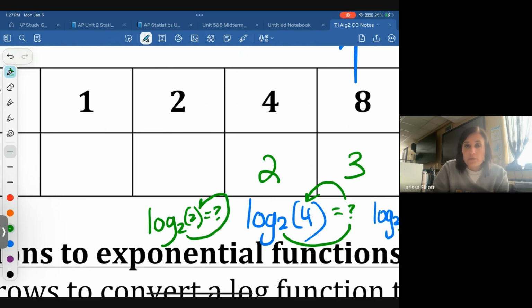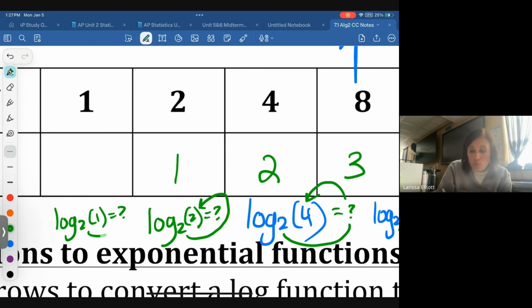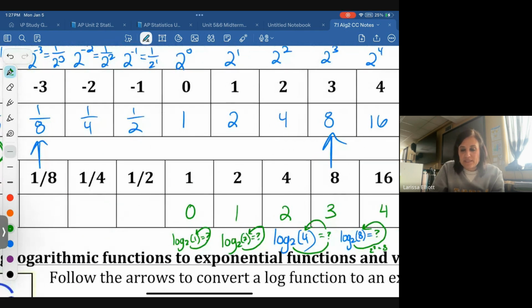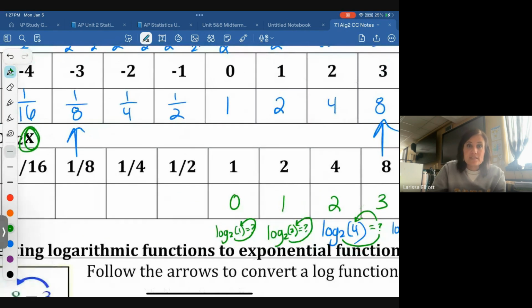2 to what power would give me 2? 1. Log base 2 of 1. 2 to what power would give me 1? Well, anything to the 0 power gives me 1. Is that matching up with our table above? Absolutely it is. I'm pretty sure we can guess that this one's -1, this one's -2, and so on.